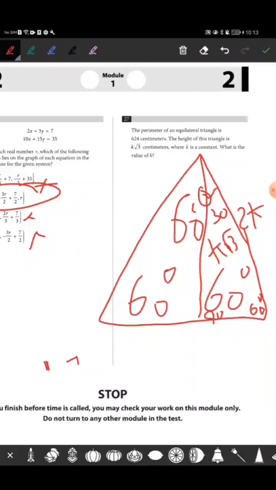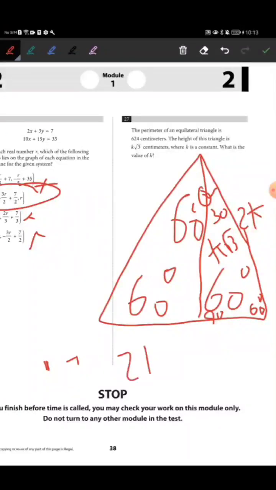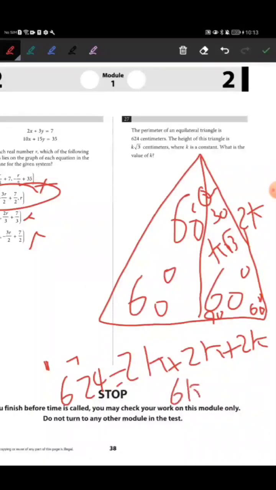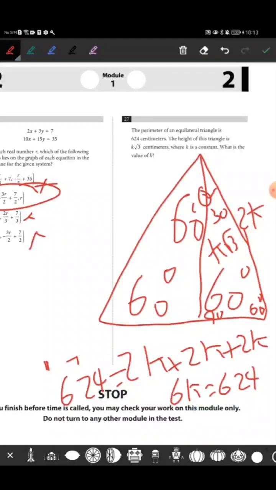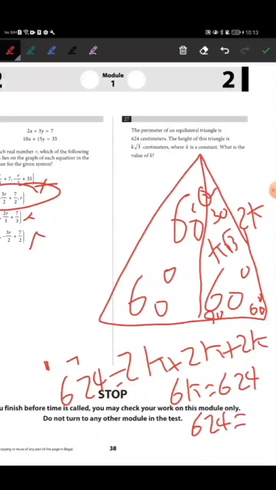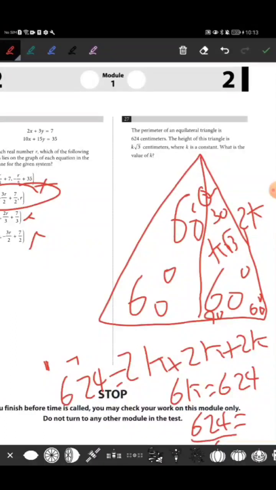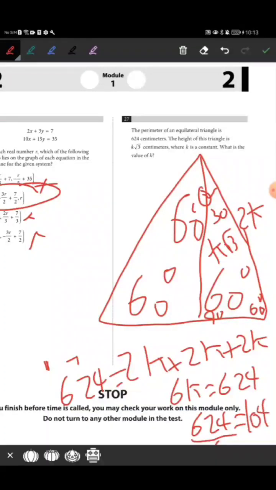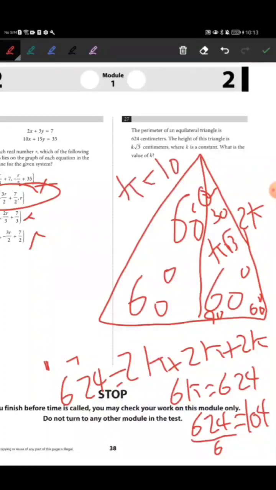So the perimeter of this triangle is 2k plus 2k plus 2k, which is equal to 624. So 6k equals 624. So 624 over 6 equals 104. So k equals 104.